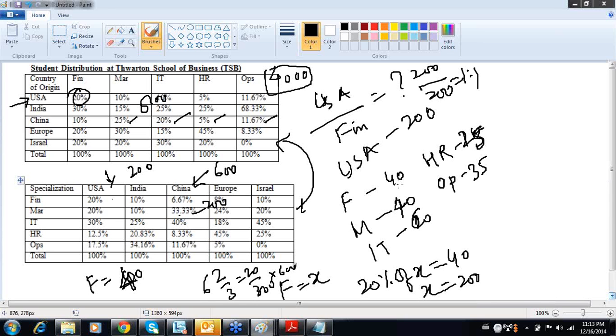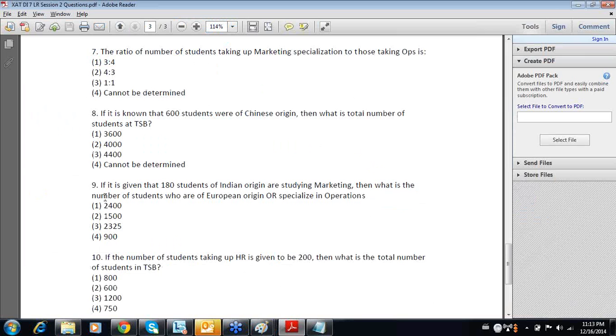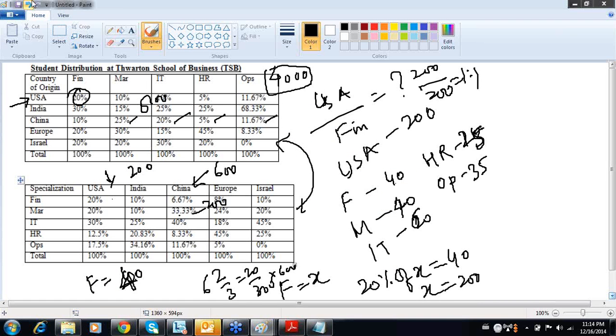Okay. Let me complete then. Question number 9. If it is given 180 students of Indian origin are studying marketing, then what is the number of students who are of European origin or specialize in operations? So it is saying 180 students of Indian origin are in marketing. So total Indian students are 1800.